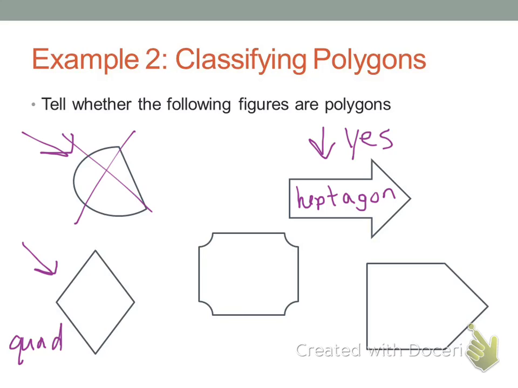All right, what about the bottom middle figure? No, it's not. Why? Because it has curves in the corners. So since it has curves in the corners, it can't be a polygon. All right, what about the bottom right one? Yes, and what type? It's a pentagon. Very good. So example 2 is just about recognizing what is a polygon and what is not, and classifying it.